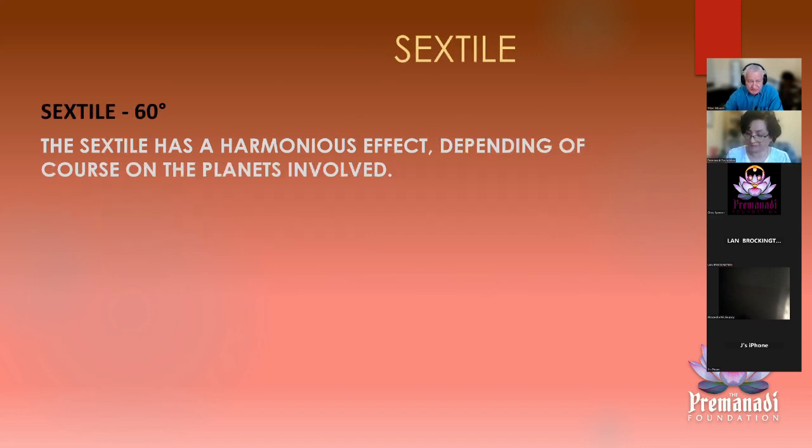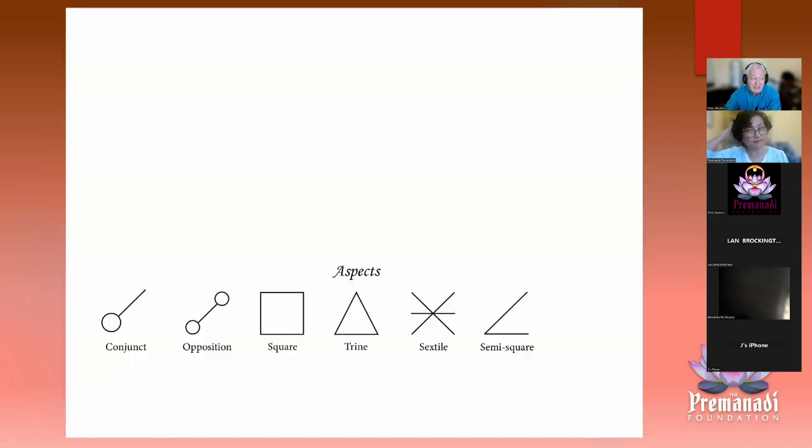Sextile, think of the Star of David. When you think of sextiles, two inverted triangles, the sextile has a harmonious effect. It's a subcategory of the trine, depending on the course of the planets involved. And finally, here you have how they are depicted.